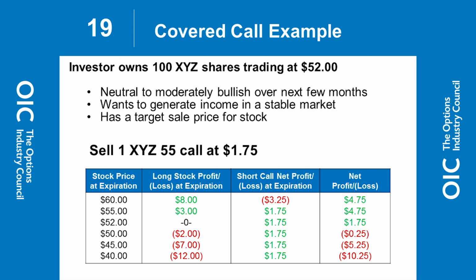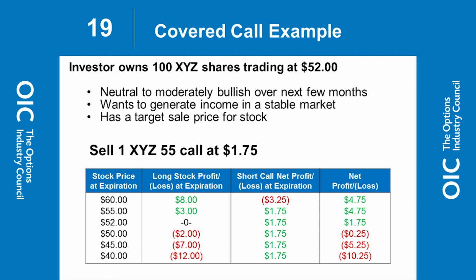Now, let me try to explain that a little bit more clearly. If the stock goes above 55, those shares are going to get called away. So it doesn't matter if stock goes to 55.25 or if it goes to $100. We are obligated to sell it at 55. So no matter where the stock goes, the most we can make on those shares is $3, the $52 where we bought it versus the $55 where we're obligated to sell those shares. Doesn't matter where it goes above that, we sold them at 55. We also keep that $1.75 premium when we sold the option. Our maximum profit is going to be $4.75, or $475, regardless of where the stock goes.